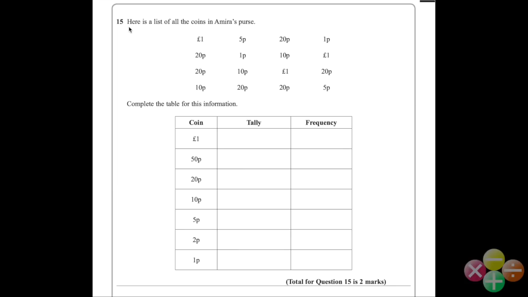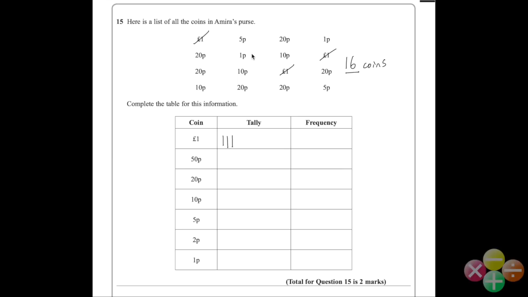Question 15. Here is a list of all the coins in Amira's purse. So here are all her coins. In fact, there are 16 coins in her purse. We'll need to know that to check our answer at the end. We need to complete the table for this information. So I've got a tally table, with my tallies in the middle column and my frequencies at the end. So let's start with the £1 coins. Well, there's one there. Go across, there's another one there. And another one. And that's all the £1 coins.